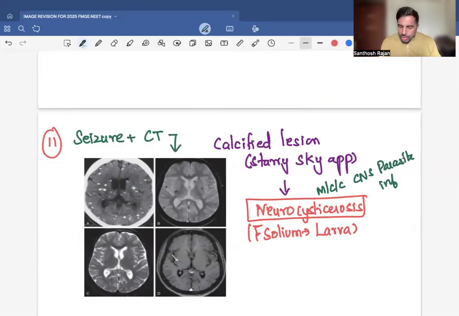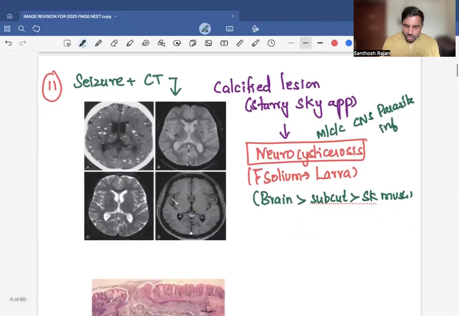But don't forget, usually the brain is the first organ, followed by subcutaneous tissue and muscles. Skeletal muscles can be affected too, but neurocysticercosis, Taenia solium, is your pork tapeworm. These are the things they can ask you, and study the sky and all these things can come in the question. Remember that.